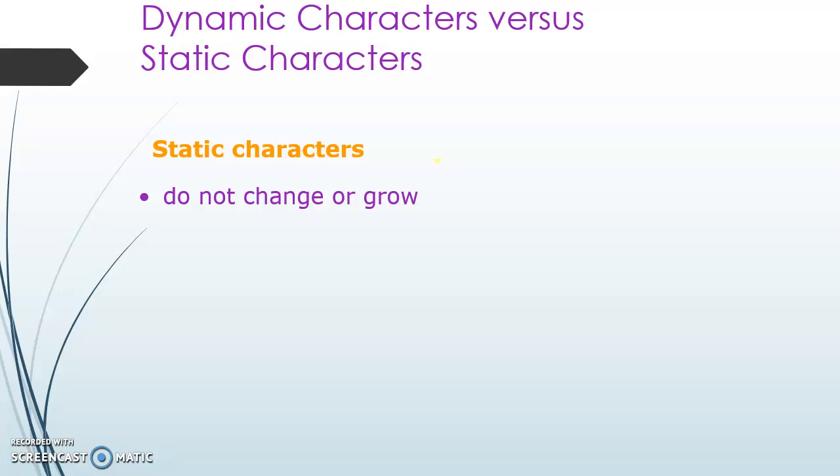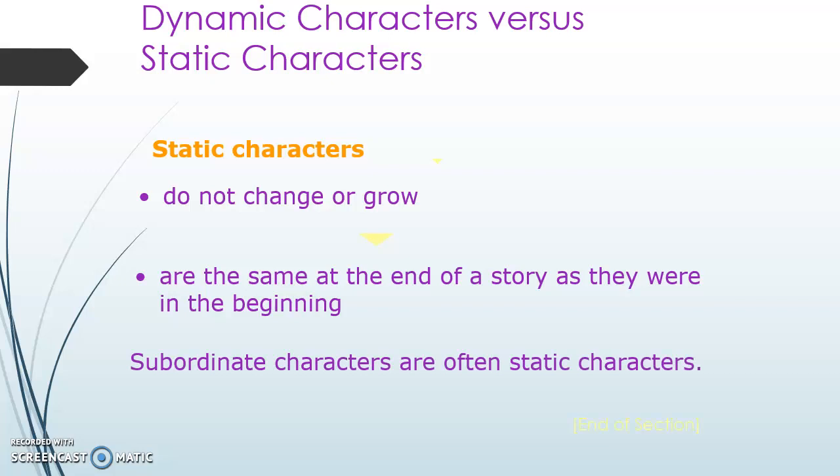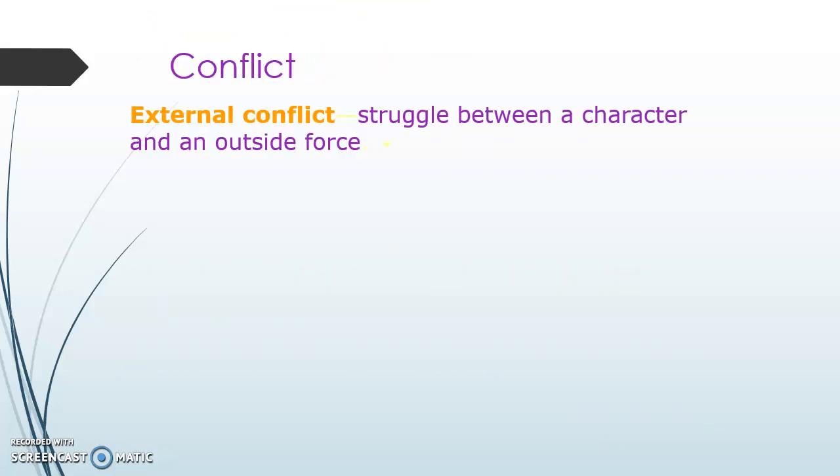All right, so a static character is a character that does not grow at all. They stay the same. They were the same at the beginning, they were the same way at the end. And most of the time, we will have subordinate characters. They will be static characters. There is no depth, no change.